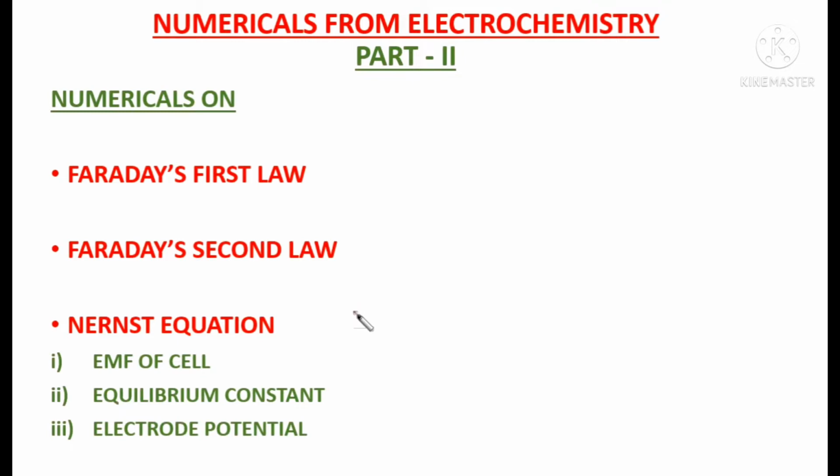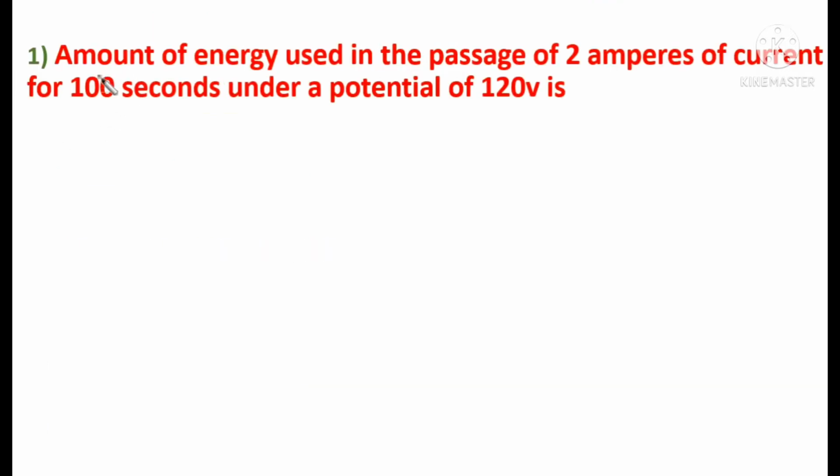Well, we shall see the problems one by one now. Read the first problem, students. The amount of energy used in the passage of 2 amperes of current for 100 seconds under a potential of 120 volt is... See, in this problem they have given the current in amperes and time in seconds, and also potential is given, and you are asked to calculate the amount of energy.